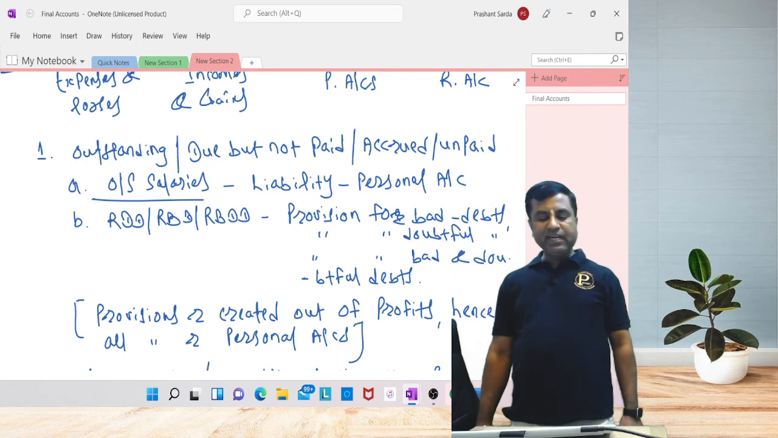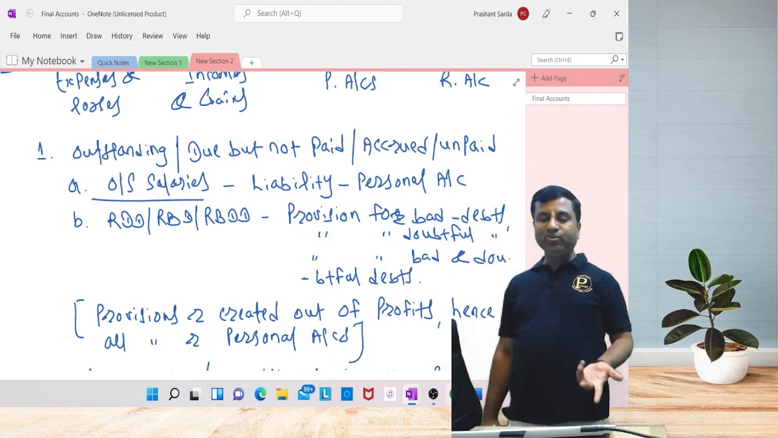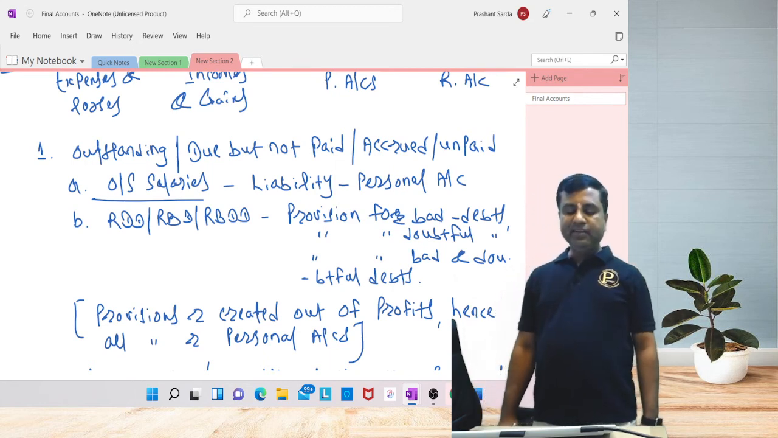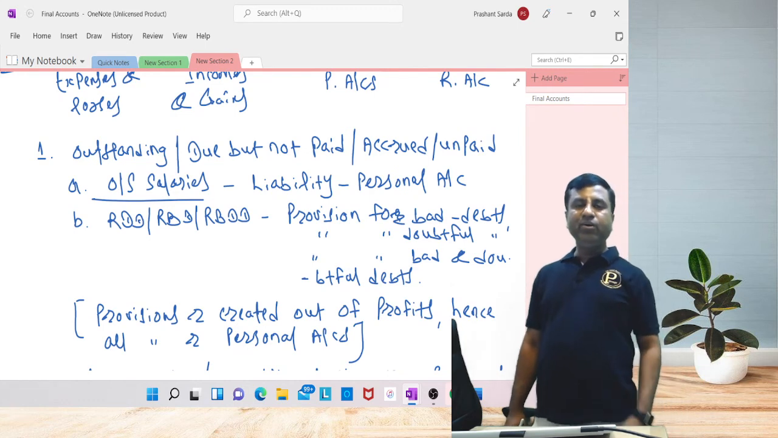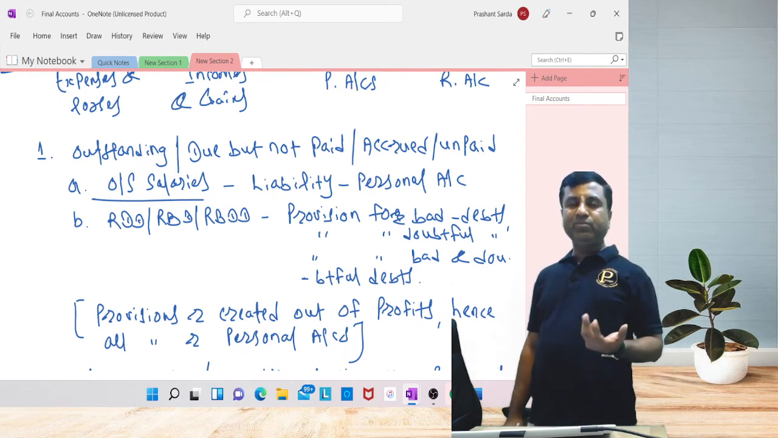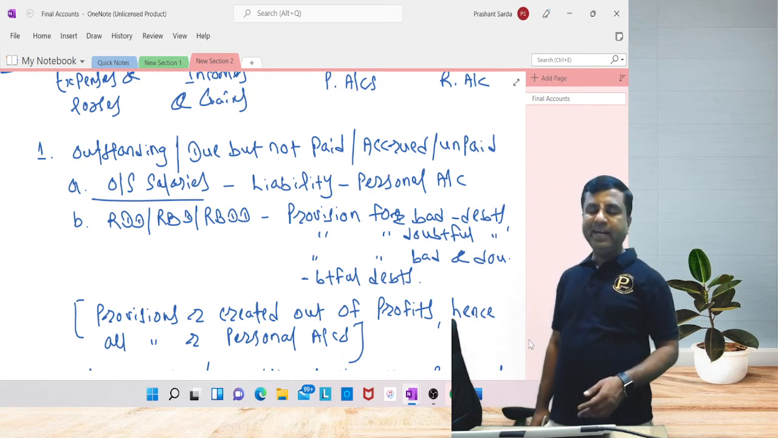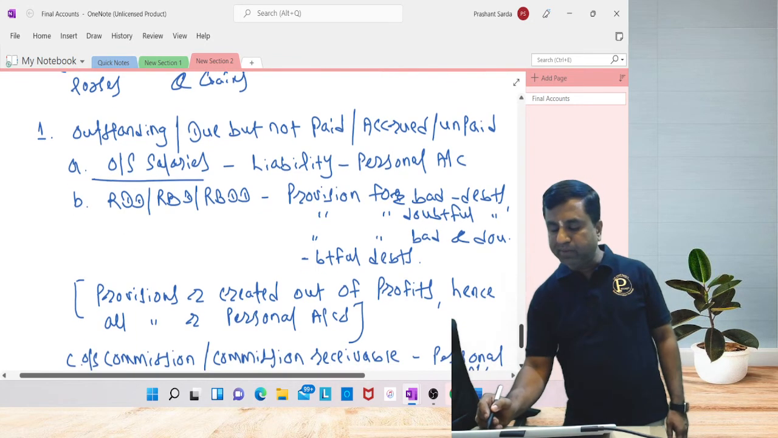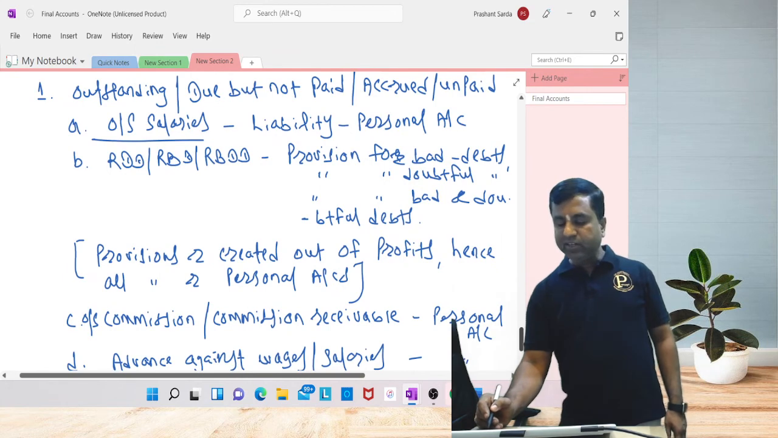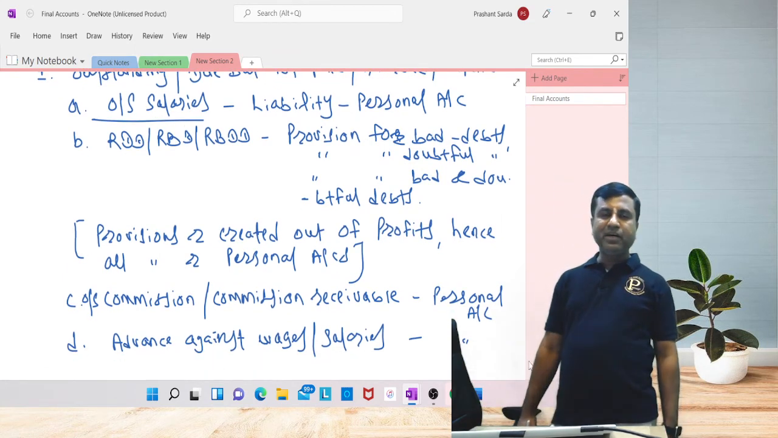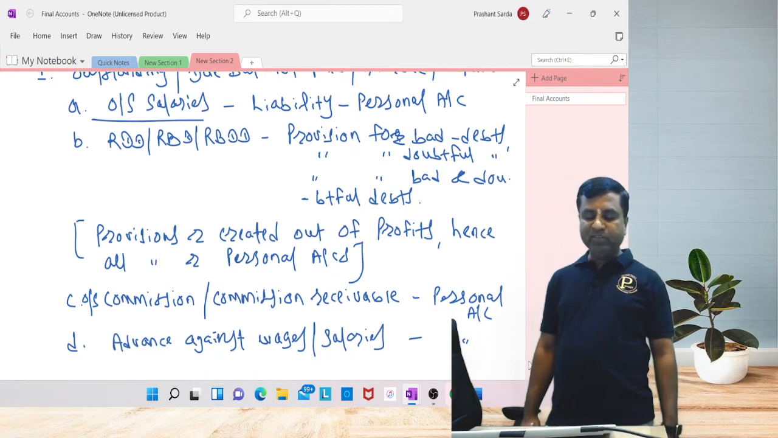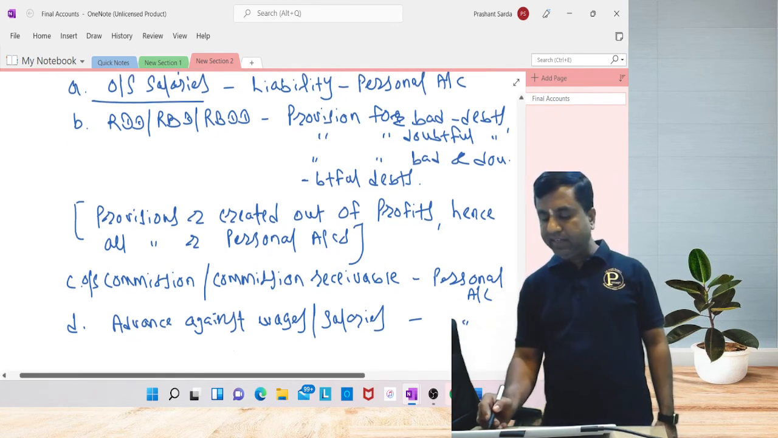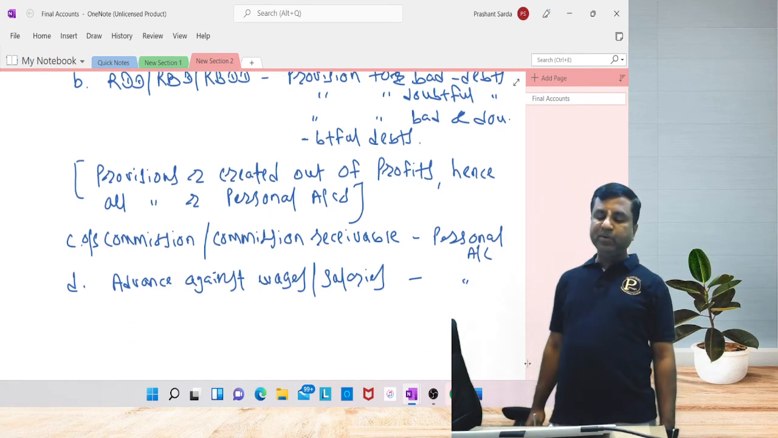सबसे पहले है outstanding, फिर ये paid हो या received हो, फिर से ये personal account बन जाता है. RBD, RDD, RBDD or any kind of provision for depreciation, provision for income tax or provision for bad debts, all provisions are created out of profits, hence all are personal accounts. Do remember that. Outstanding commission receivable, so ये income की बात है but it is to be received, again it is a personal account, and advance against wages and salary is also a personal account. ये सारे personal accounts है.